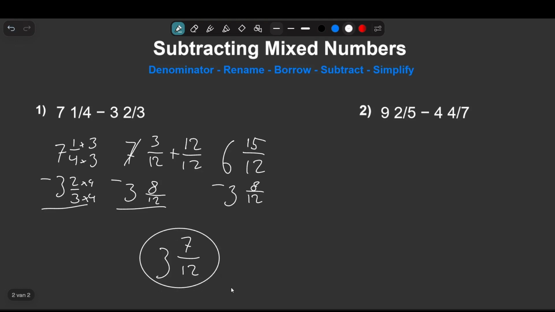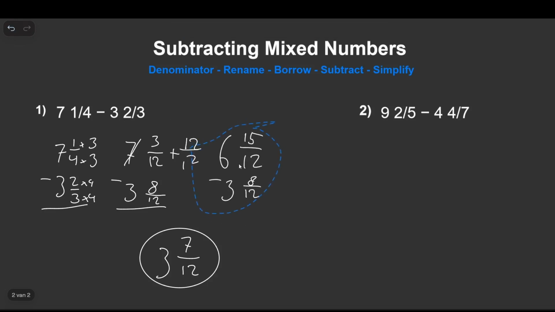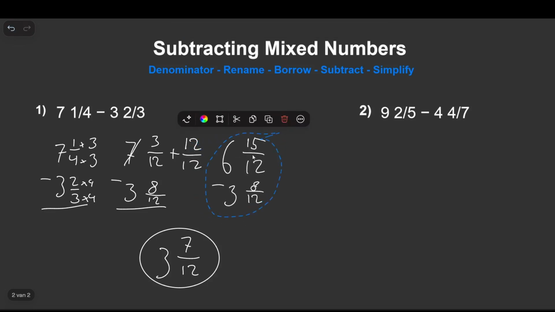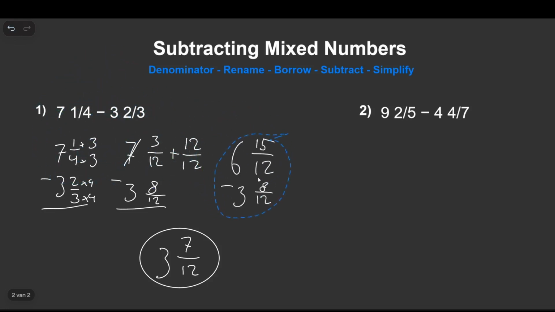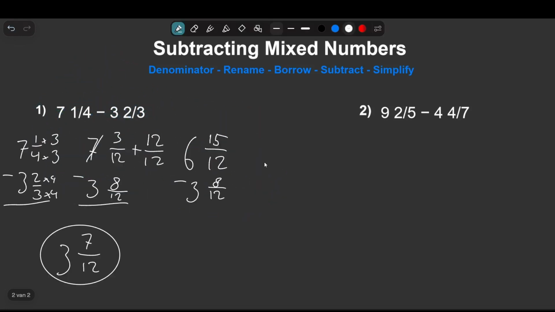So now let's go over to our second problem. Let's move this a bit more to the left so we have enough space for our second problem. Give me 1 second. For our second problem, we have 9 2/5 minus 4 4/7.